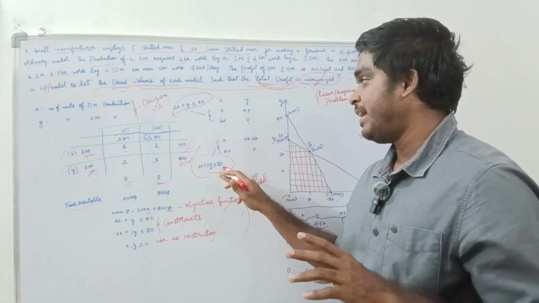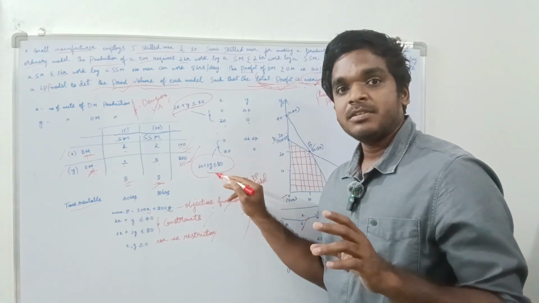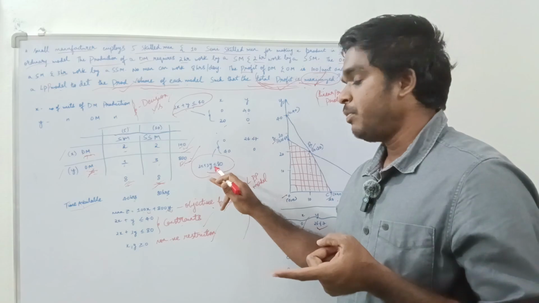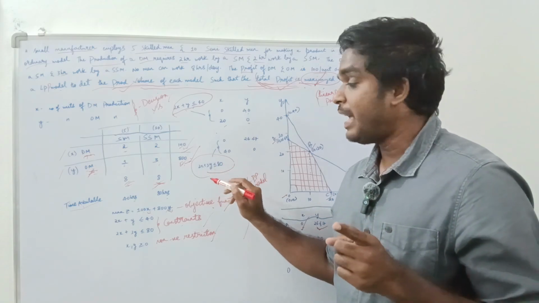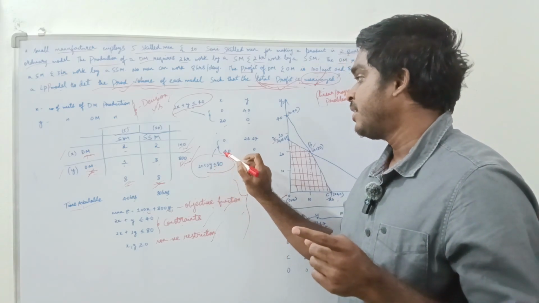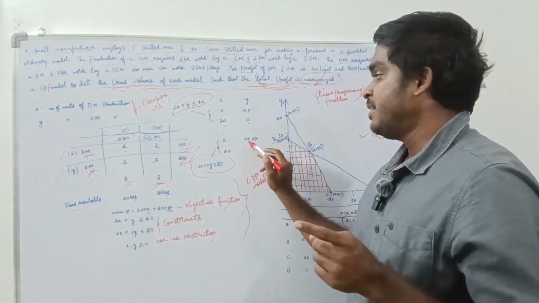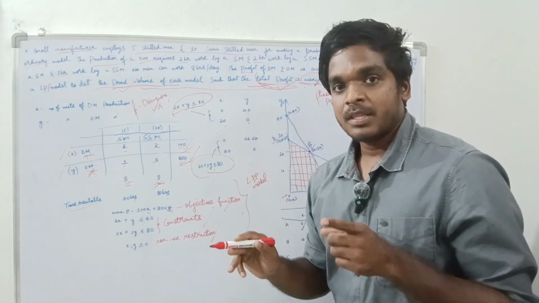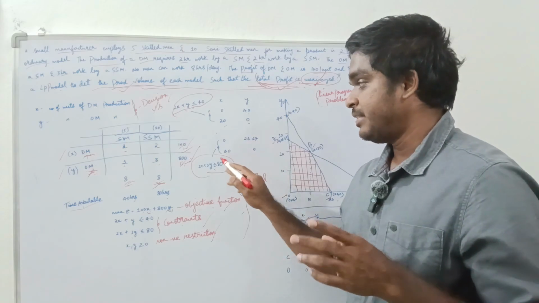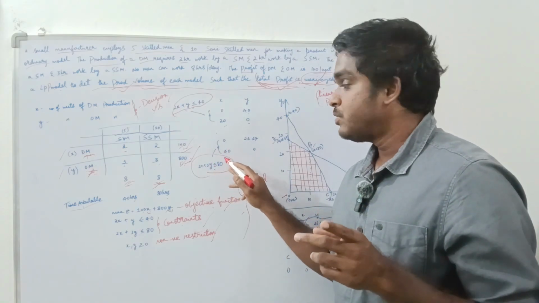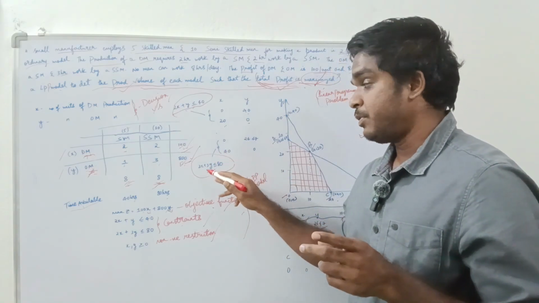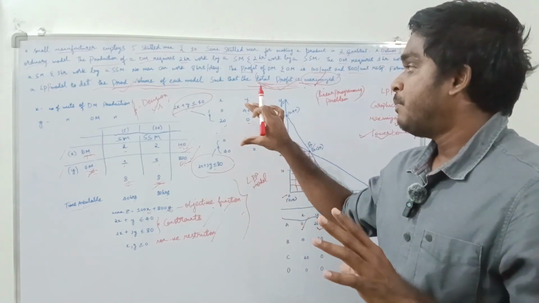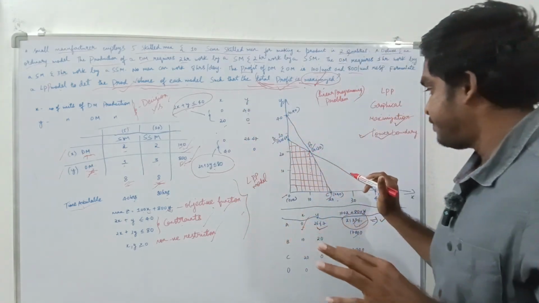Similarly, the same process has to be applied for the next equation, which is 2x + 3y ≤ 80. Substitute x = 0 in this equation, you get y = 80 by 3, which is 26.67. Now substitute y = 0 in this equation, you get x = 80 by 2, which is 40. Now plot these points on a graph.